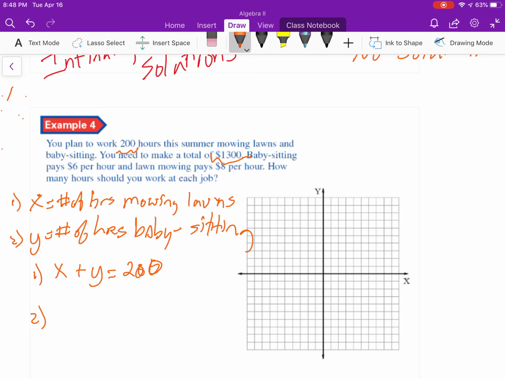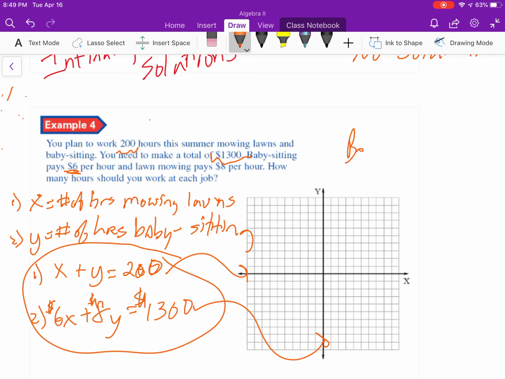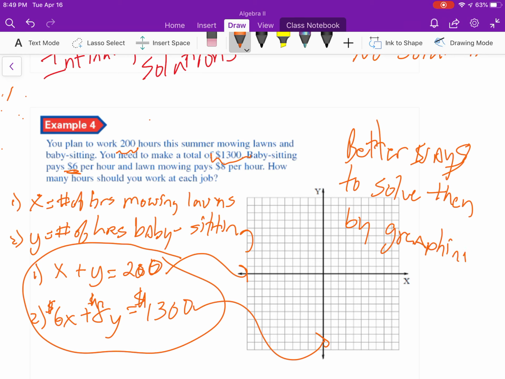Okay? The total amount of money I need to make is 1,300, but what I need to do is take this X, which is number of hours, and turn it into dollars. So I'm going to take the rate that I get paid per hour and multiply it by X. So that's $6 times X plus $8 times Y will add up to be the total, 1,300. Now, graphing 200 and graphing 1,300 on your graph, probably not the most ideal situation, but I'll tell you this, there are better ways to solve than by graphing. What I want you to get into the swing of things is writing these two equations. That's really going to help you out in the end.